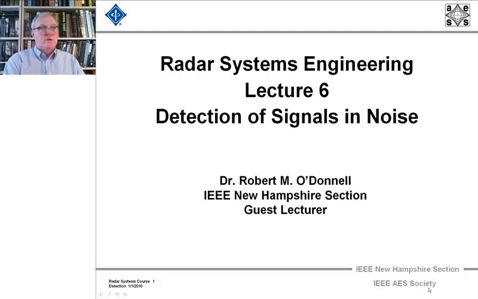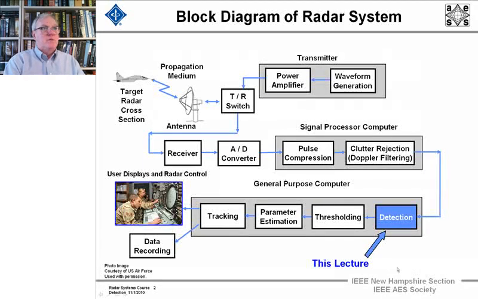Well, now it's on to Lecture 6, Detection of Signals and Noise. And here is our block diagram of the radar. Here's the section that we're going to be looking at, detection. I want to point out to you in the big picture that we're going to be looking at the detection of a single pulse of data.